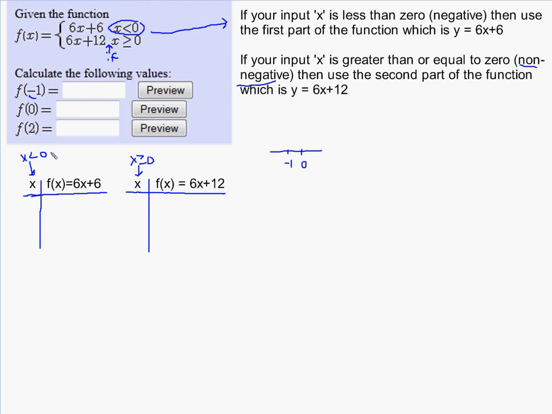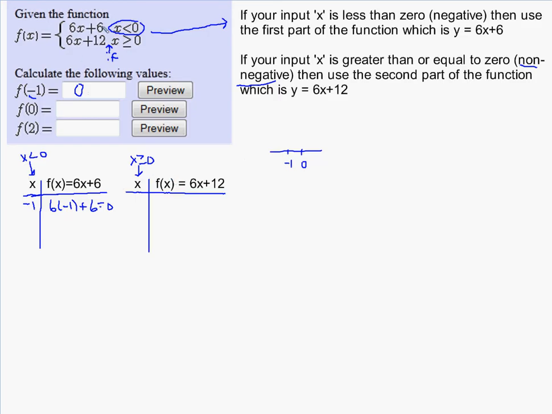So my input's less than 0, which means I'm going to use this table. And the rest you already know. You know how to plug an input into a function. Simply replace x with negative 1. And doing that, you'd get negative 6 plus 6, or 0. So the answer for the first one would simply be 0. And the second piece would be just as easy. The hard part is just knowing which piece to use.